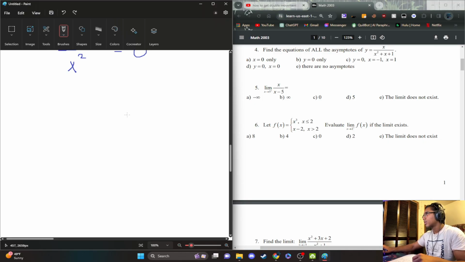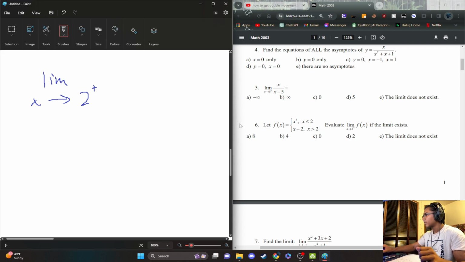Okay, next question. This is a piecewise function. So they're asking that f of x equals this, and they're asking for the limit of x to 2 from the right side. What does this mean? This means from the right side, it's like a very small number above the 2 on the right side.